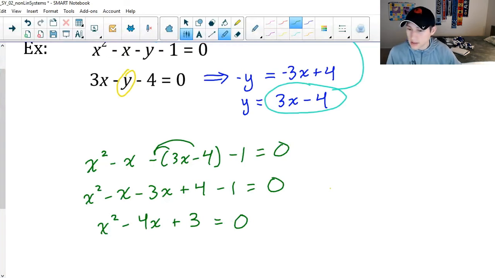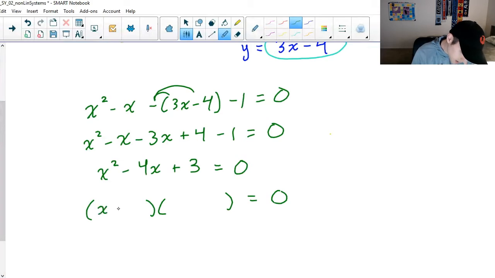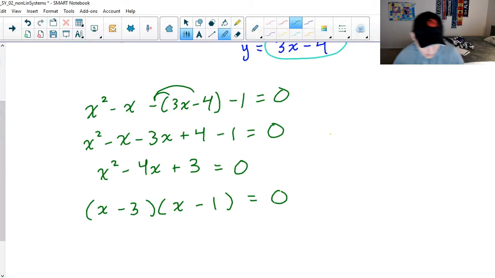But the first thing to always look at is, can I just factor this? Because a lot of these we'll just be able to factor. And in this case, I can see that's also true. X squared minus 4x plus 3. Two numbers that multiply to make 3 but add together to make negative 4. So that would be negative 3 and negative 1. So x minus 3 times x minus 1.